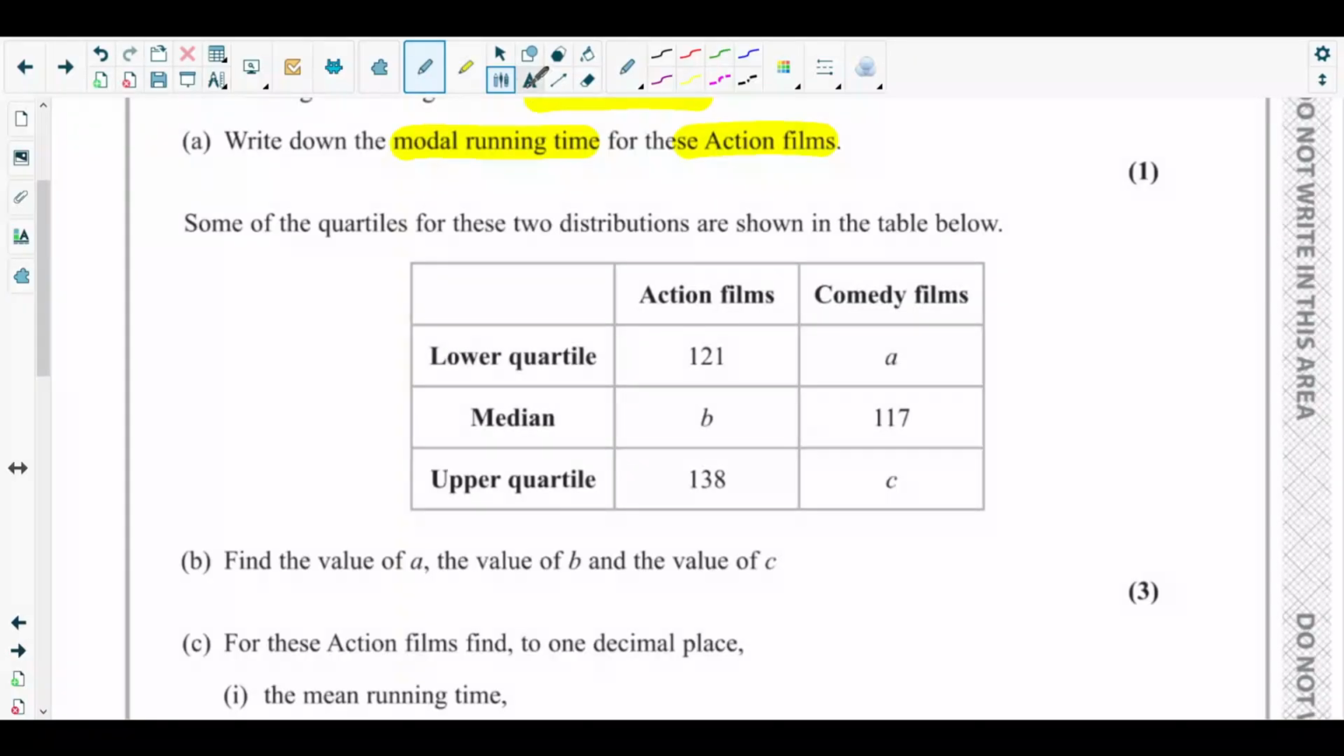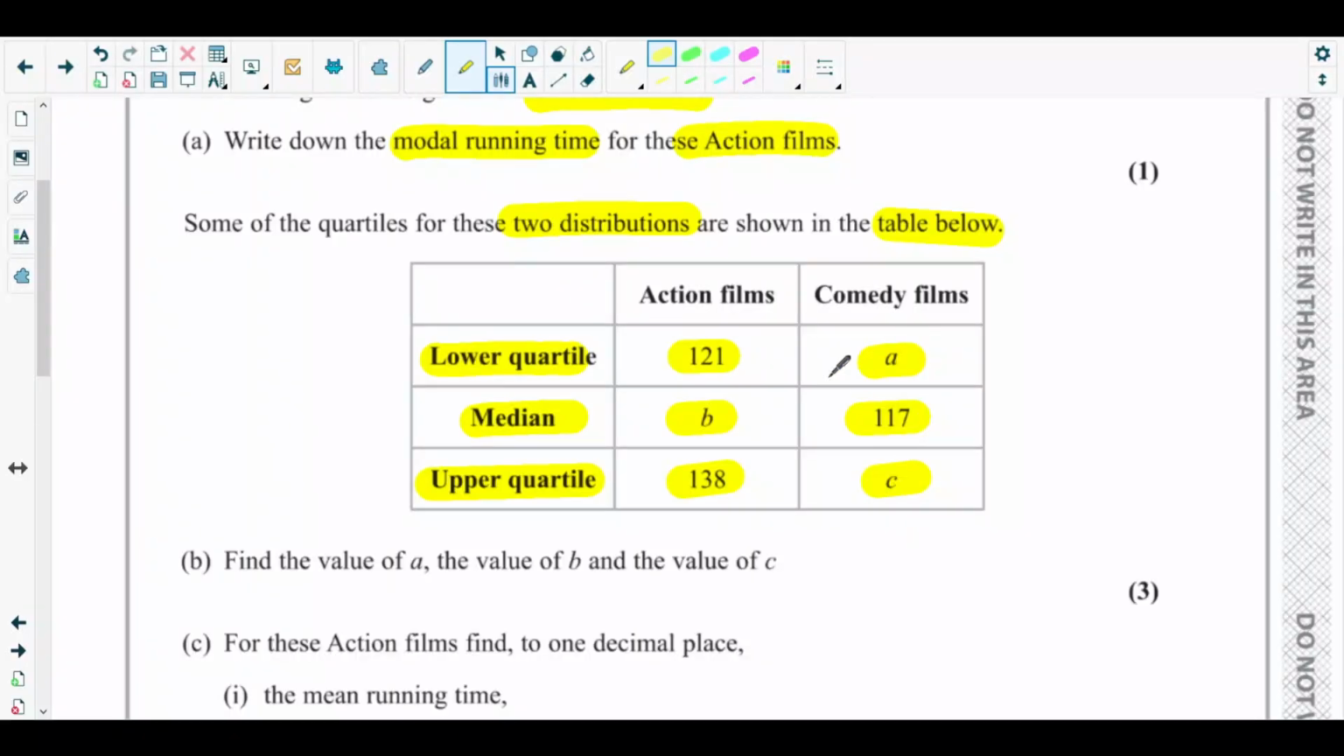Next is part B. In part B the question says some of the quartiles for these two distributions are shown in the table below. So this table shows the quartiles for the running time of action films and the running time of the comedy films. The lower quartile for action films is 121. For comedy films it's A. For the median, for action films it's B, and for comedy films it is 117. And for the upper quartile, Q3 for the action films is 138, and Q3 for comedy films is C.